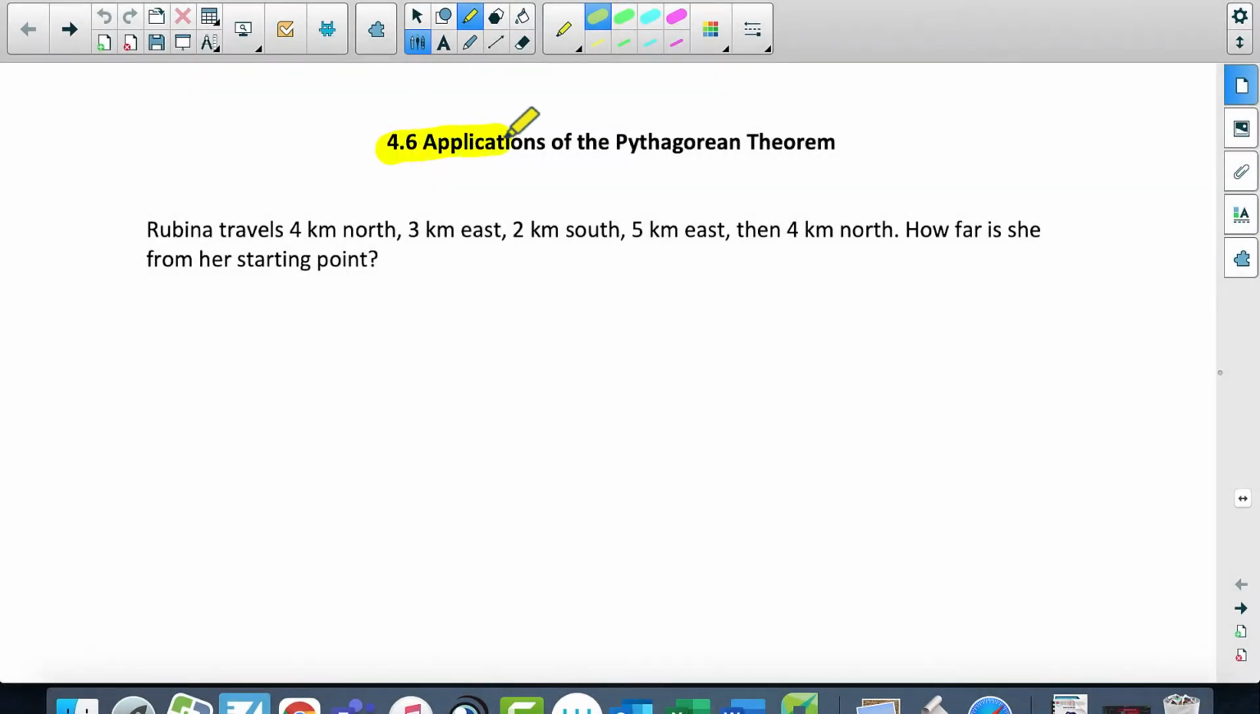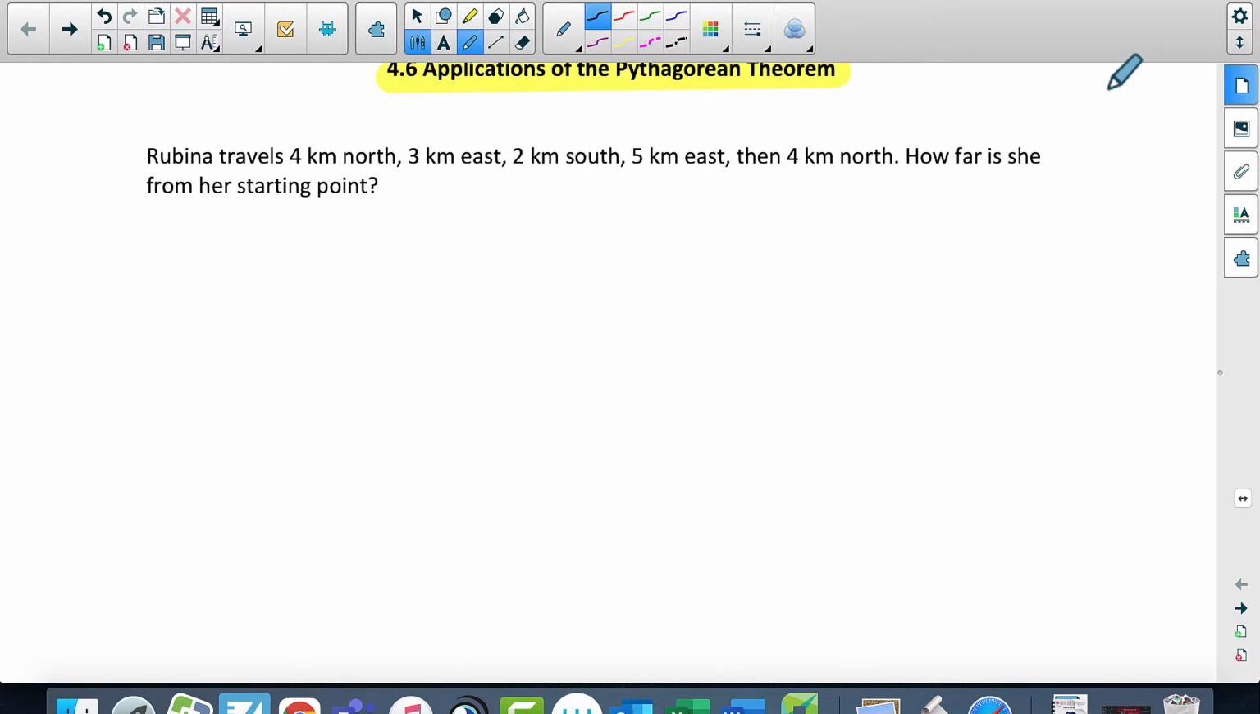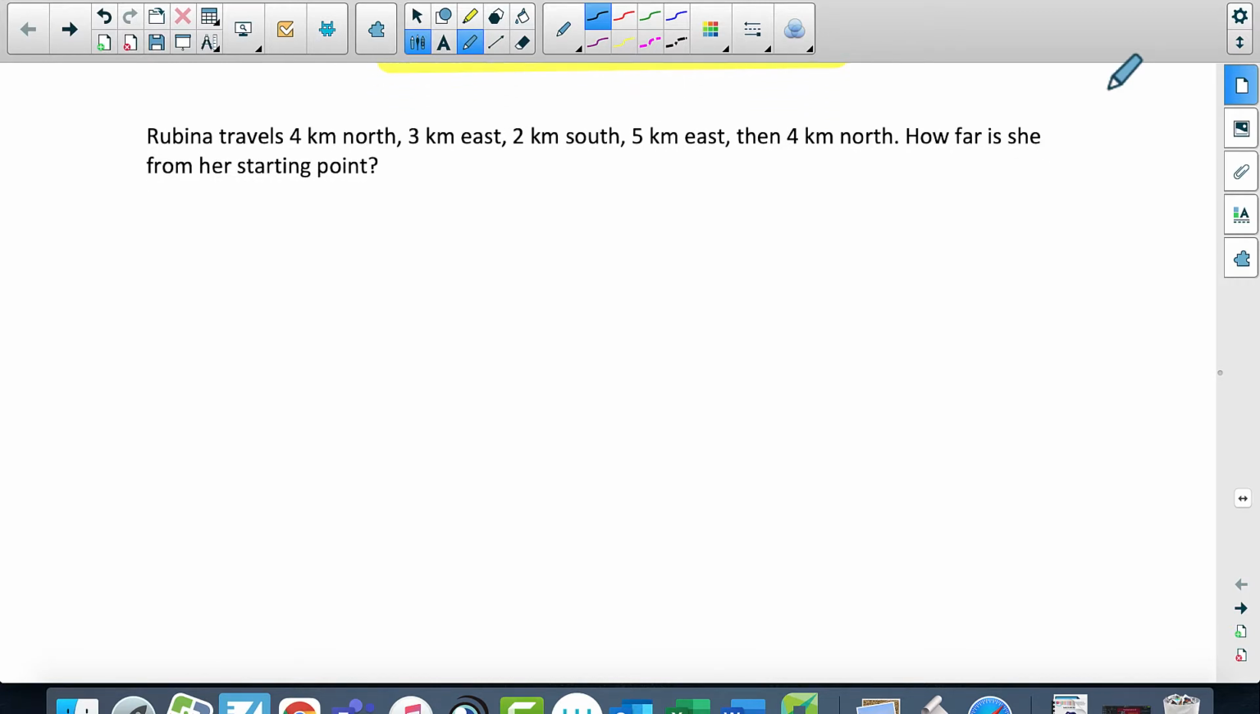Everyone, it's time for our third and final lesson on the Pythagorean theorem. This time we're going to look at applications, and you're going to learn to hate this word in your math student time at this school, because application means word problems. So we're going to do some word problems that require the Pythagorean theorem to solve them. So let's get right to it.